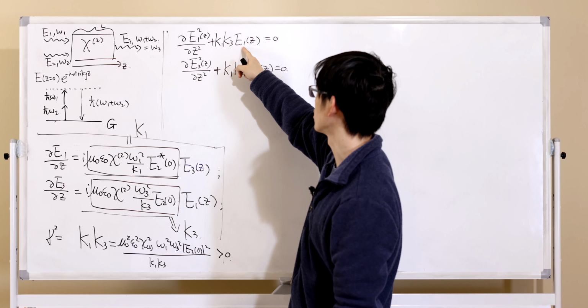And here, just to emphasize the fact that K1 K3 is larger than 0, we can replace these two coefficients K1, K3 and define it as gamma squared. So when people see the square, they know that this is a positive number.